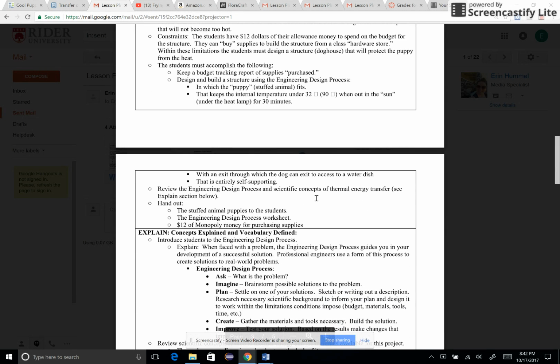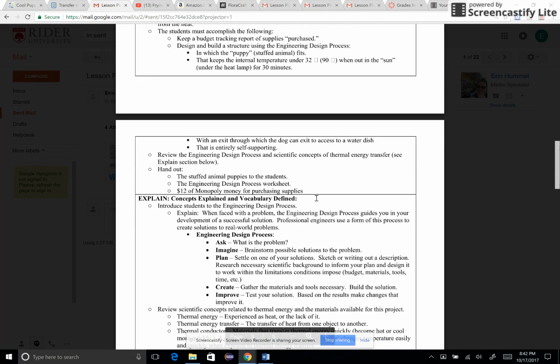And for this project, the students have to do the following. They have to keep a budget tracking report of the supplies that they, quote unquote, purchase. They have to design and build a structure using the design engineering process. And the structure has to fit the puppy in it, which will be little stuffed puppies. It has to keep an internal temperature under 32 degrees Celsius or 90 degrees Fahrenheit when it is out in the sun for 30 minutes. And we'll replicate this experience with a heat lamp.